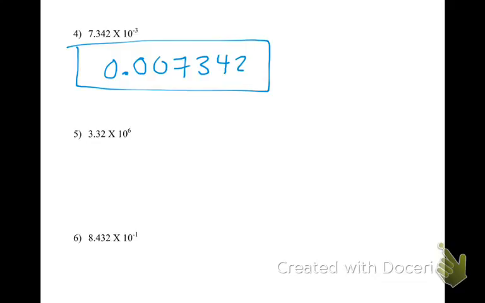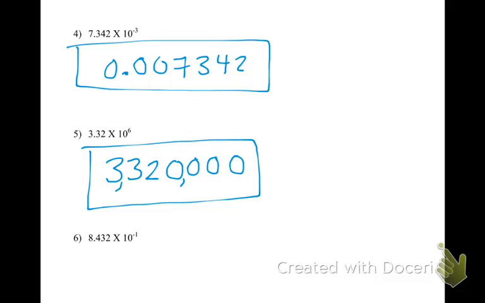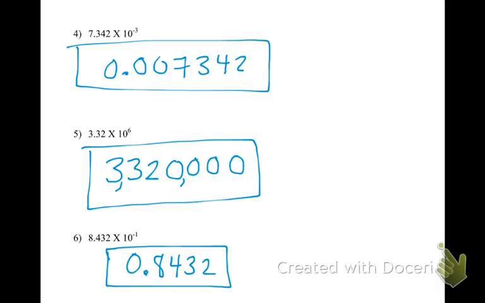Hopefully you paused the video. So here we've got our answers. We've got 0.007342. Next is 332. 1, 2, 3, 4. Bam. Okay. And last but not least is 0.8432. I just showed you the answers here because this should really be a review. If you didn't get any of those answers, or if you got a couple wrong, make sure that you pause the video and go back and double check.